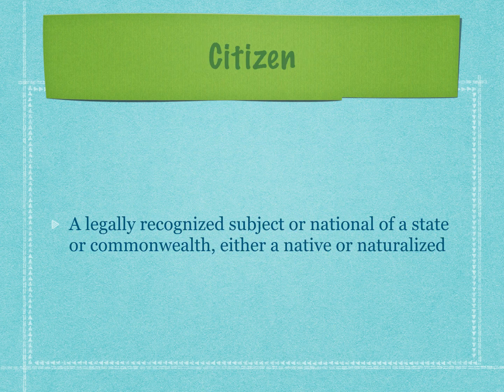And then finally, to be part of a place where you live, you are a citizen. You are a legally recognized subject or national of a state or commonwealth, either as a native or being a naturalized citizen. So that's somebody who has moved over here and then they go through the process of taking the test and taking the classes to become a citizen. And then, of course, because you were born here, you would be a native citizen to the United States.